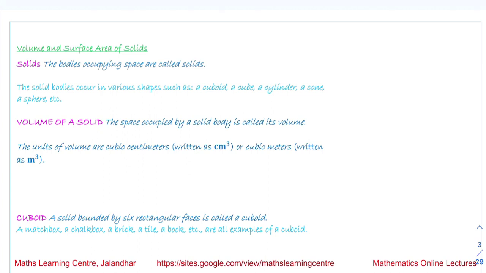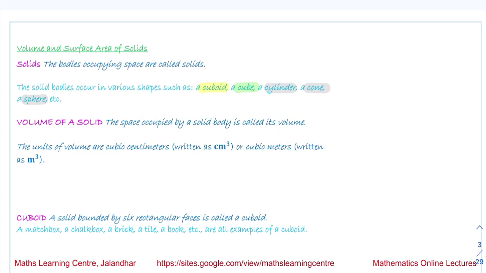First of all, we have some definitions, and the first definition is the definition of a solid. Bodies that occupy space are called solids, and they can be of various forms. In this chapter we are particularly interested in objects in the form of cuboid, cube, cylinder, cone and sphere. We will see the definitions and shapes of these objects, and we will study their surface area and volumes.